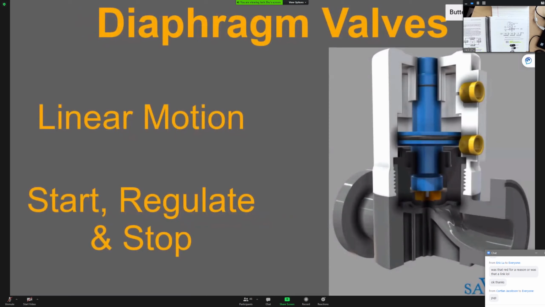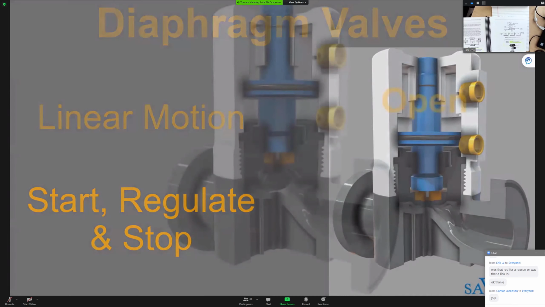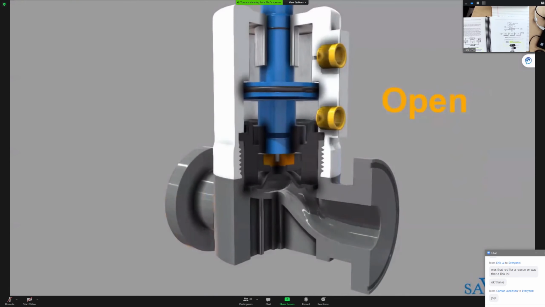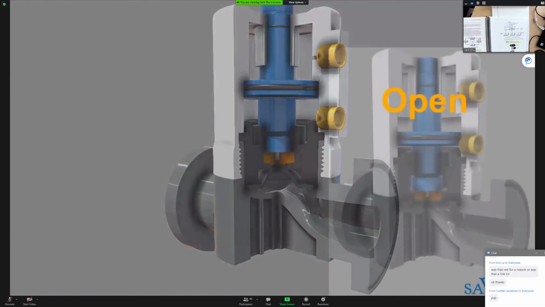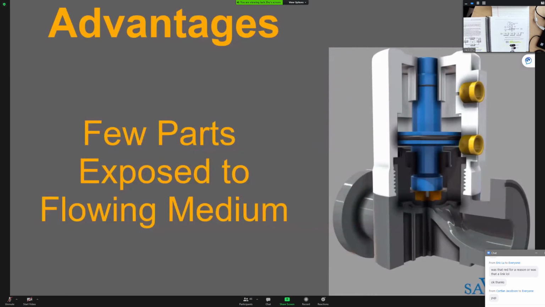A diaphragm valve is a linear motion type valve that is used to start, regulate or stop fluid flow. A flexible diaphragm can be raised or lowered onto the valve seat in order to open or close the valve. A great advantage with the diaphragm type valve is that very few parts are exposed to the flowing medium.